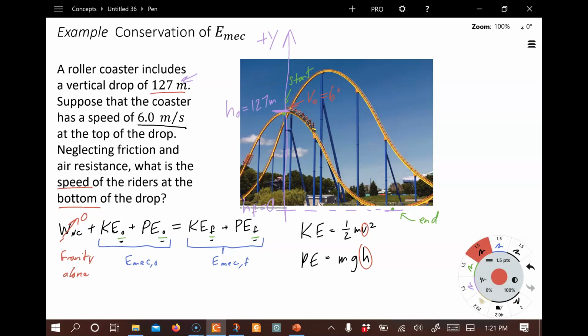6 meters per second. So I always draw a picture of this, and then I go ahead and label the values at the start and the end. The final speed, we don't know what that is. That's what we're trying to solve for.